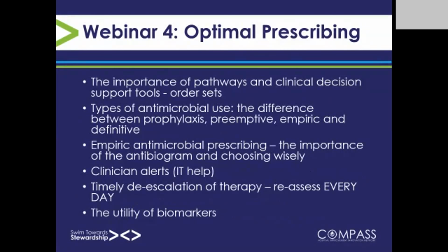Webinar 4 is centered around optimal prescribing, the importance of pathways and clinical decision support tools, and how you might best use order sets. We'll talk about types of antimicrobial use and the difference between prophylaxis, preemptive, empiric, and definitive usages. Empiric antimicrobial prescribing, the importance of the antibiogram and choosing wisely. We'll talk about clinical alerts and how IT might help with that. Timely de-escalation of therapy and the importance of reassessing every day. And also the utility of biomarkers.